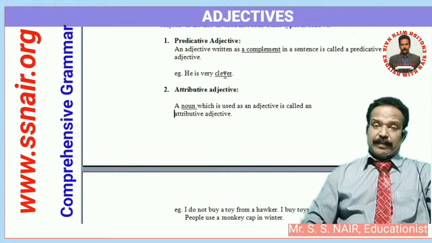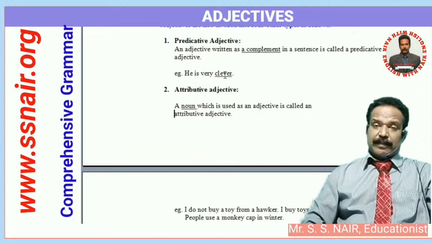He is very clever. I'm not saying he's a clever boy. If I say he's a clever boy, then it's not a predicative adjective. It's an attributive adjective. So attributive adjectives are adjectives that come before the noun. But predicative adjectives always follow nouns or are at the end of the sentence. He's very clever. Here clever is a predicative adjective. Attributive adjective we already discussed. A noun which is used as an adjective is called an attributive adjective and it comes before the noun. That is important.